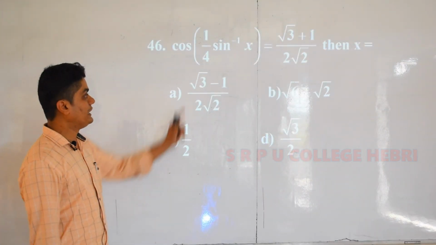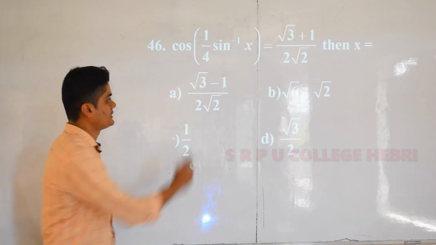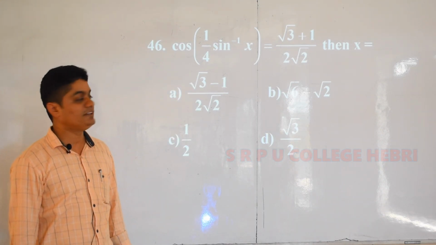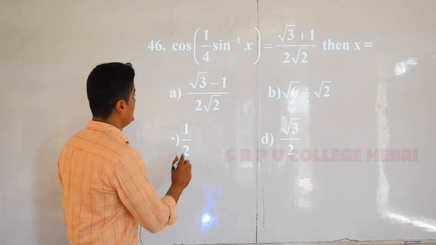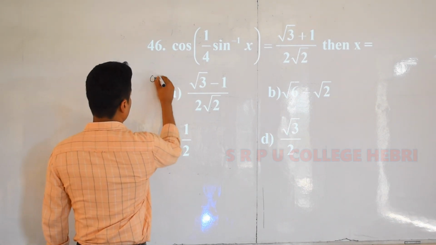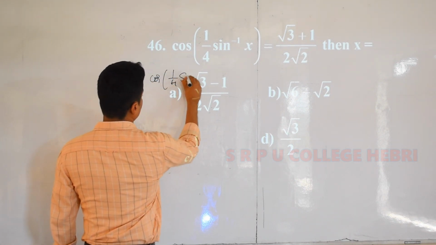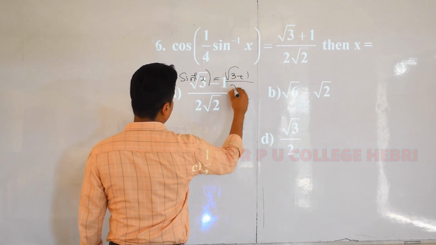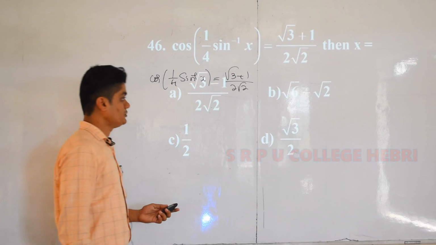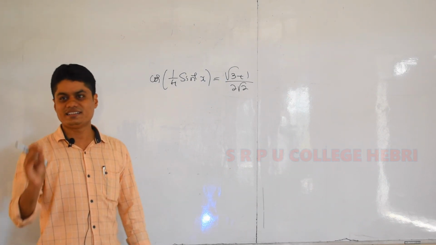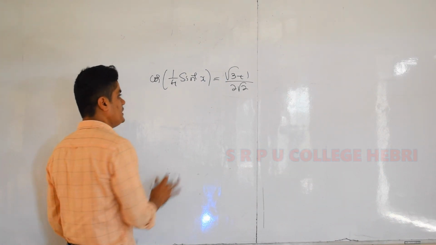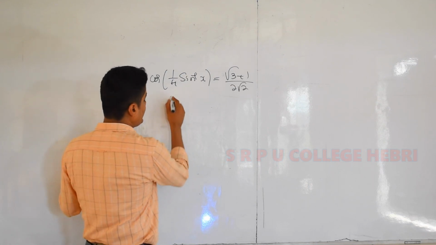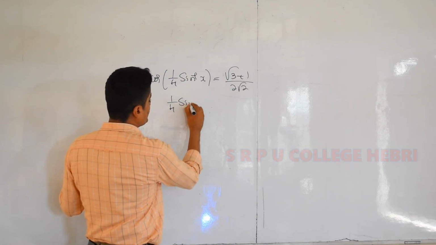Cos of 1 by 4 into sin inverse of x is equal to root 3 plus 1 by 2 root 2. Then find the value of x. So in the question, cos of 1 by 4 sin inverse of x is equal to root 3 plus 1 by 2 root 2. We have to solve this expression. It's a simple inverse trigonometric problem. If it looks complicated, you cannot solve it. So think before applying any particular method.